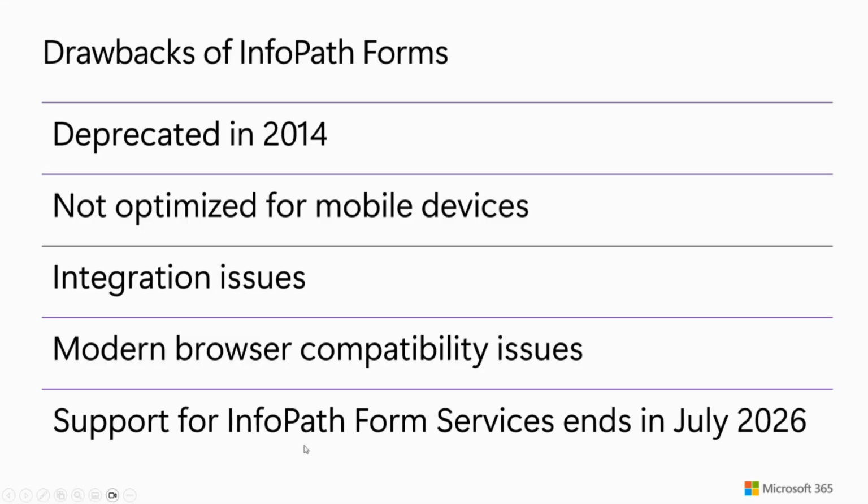I guess the biggest thing here to be aware of is that support for InfoPath Form Services is going to be ending right around this time next year, so July 2026. So if you're not already, you should start to be thinking about what those forms are going to look like moving forward, because you're going to have to re-engineer them.